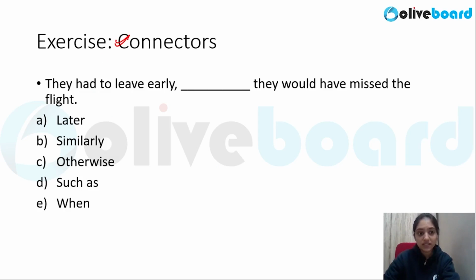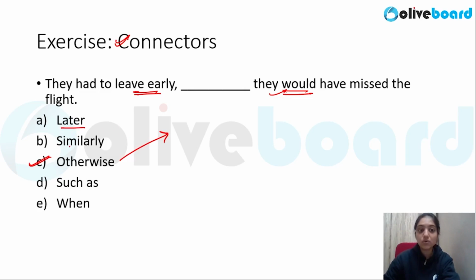Now the first sentence here says, "They had to leave early, blank, they would have missed the flight." So they had to leave early and the reason here is they would have missed the flight. So in case they hadn't left early, they would have missed their flight. So if you notice, C, otherwise, here is correct for this blank. Why? Because it indicates the reason as to why they left early, and it gives you the alternate thought that they left early because they would have missed the flight otherwise. So, otherwise here is the correct answer.